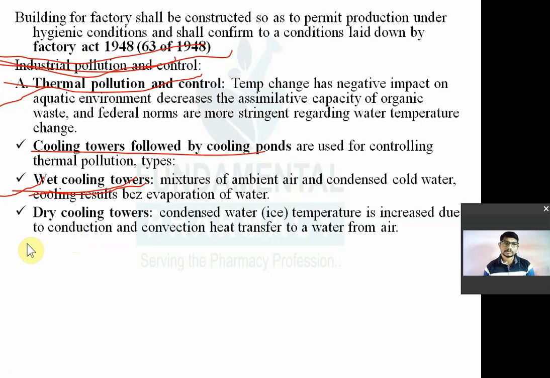Now dry cooling towers. Here condensed water, that is ice, is used. यहाँ पे cold water use करेंगे, यहाँ पे ice use करेंगे. In dry cooling towers, with condensed water, that is ice, the temperature is increased due to conduction and convection of heat transfer to the water from air. These types of cooling towers are also constructed in the environment and filled with ice. Whenever hot environmental air comes in contact with that cooling tower, the heat from the air is taken into the ice, the ice gets melted and the environment is cooled down. That is a dry cooling tower.